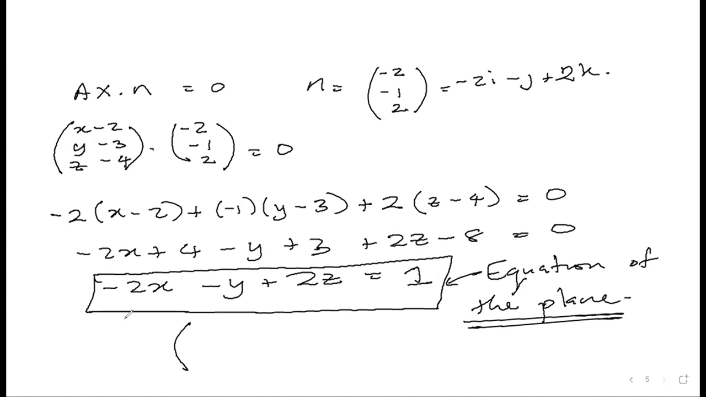So minus 2, minus 1, 2 dot x, y, z is equal to 1. You can write it like that as a dot product.